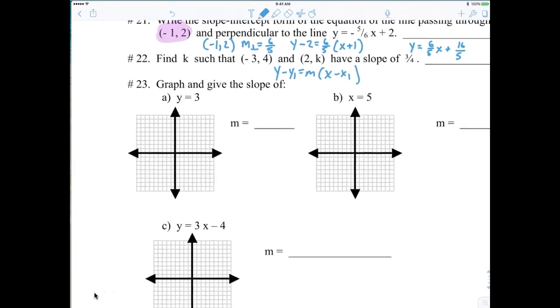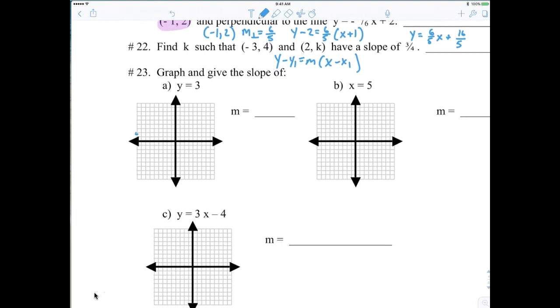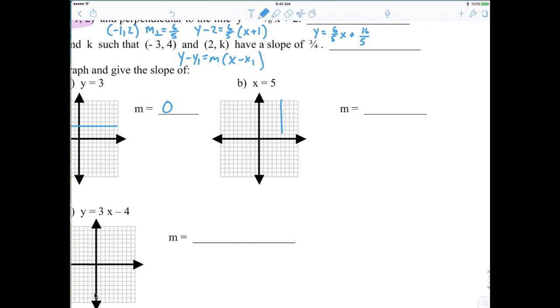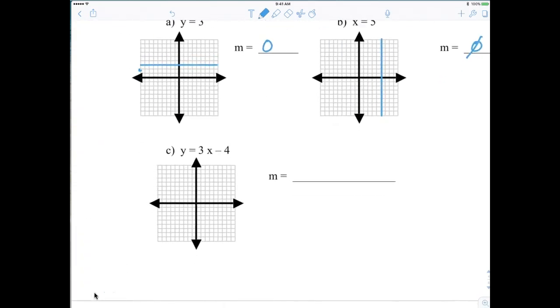23. Graph. Okay, so y equals 3 is a horizontal line, right? And so that slope is 0. X equals 5 is a vertical line, and that slope is undefined. You agree with that? And then this slope over here is 3. Go down 4, plot a point, up 3 over 1. You with me? Good enough?